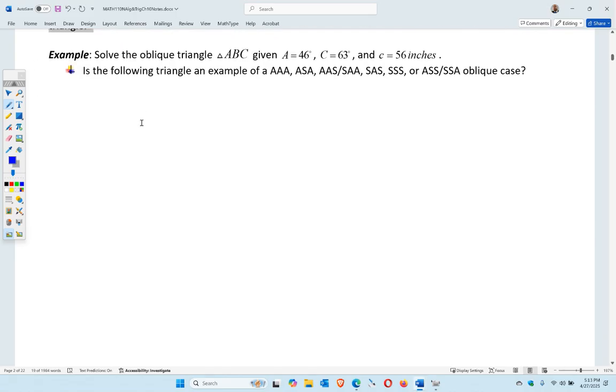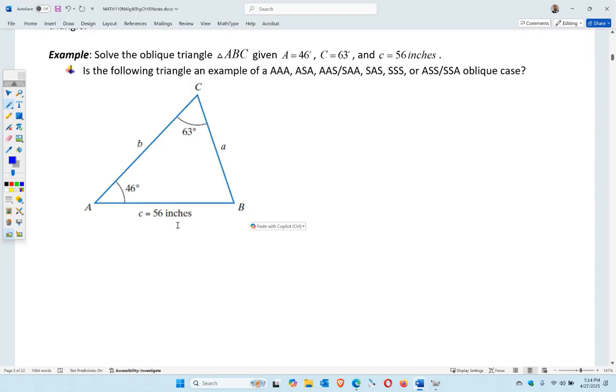Okay, so let's try this question here. Given an angle A of 46 degrees, an angle C of 63 degrees, and a side c of 56 inches. We're going to label the things that we don't have, which is side a and side b, and we'll have to figure out the third angle B, or maybe not. If I draw that triangle, we'll get this here.